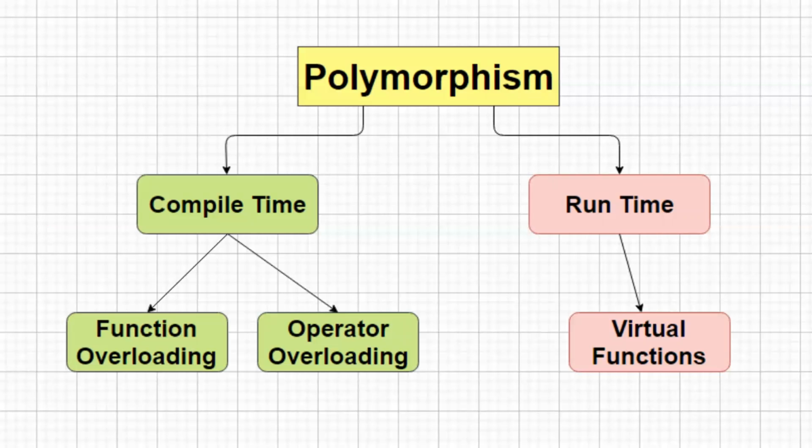Now, compile time is of two types. One is function overloading and the other is operator overloading. Runtime can be achieved with the help of virtual functions. Now, in this video, we'll see compile time polymorphism's function overloading. What is a function we already know, and in OOPS our classes contain member functions. So we should know the concept of function overloading.